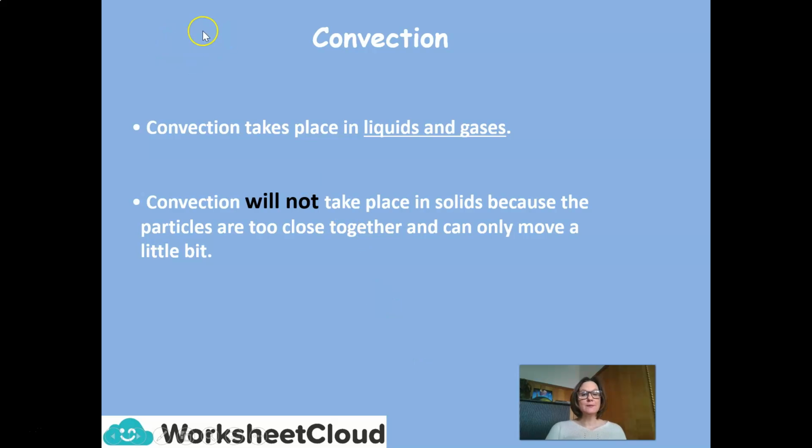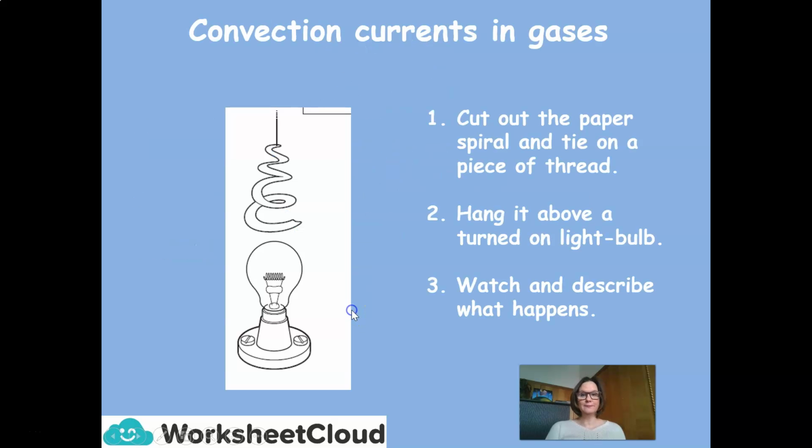So convection takes place in liquids and gases. As I said earlier, it's fluids. Convection will not take place in solids because the particles in a solid are too close together and can only move a little bit. Remember, in conduction, it's through solids and the particles vibrate, whereas in fluids, liquids and gases, the particles are slightly further apart and are able to move more freely.